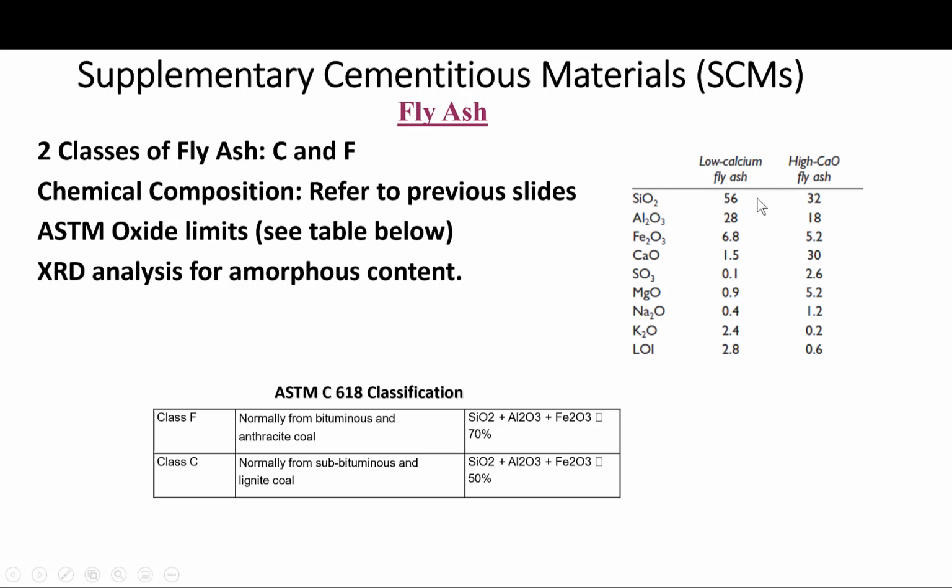We see the difference here in the silica content between Class F, or the low calcium fly ash, and the high calcium fly ash, and of course the calcium. Look at this, and look at this. For determining the amorphous content, we use the XRD analysis, as I have shown earlier.